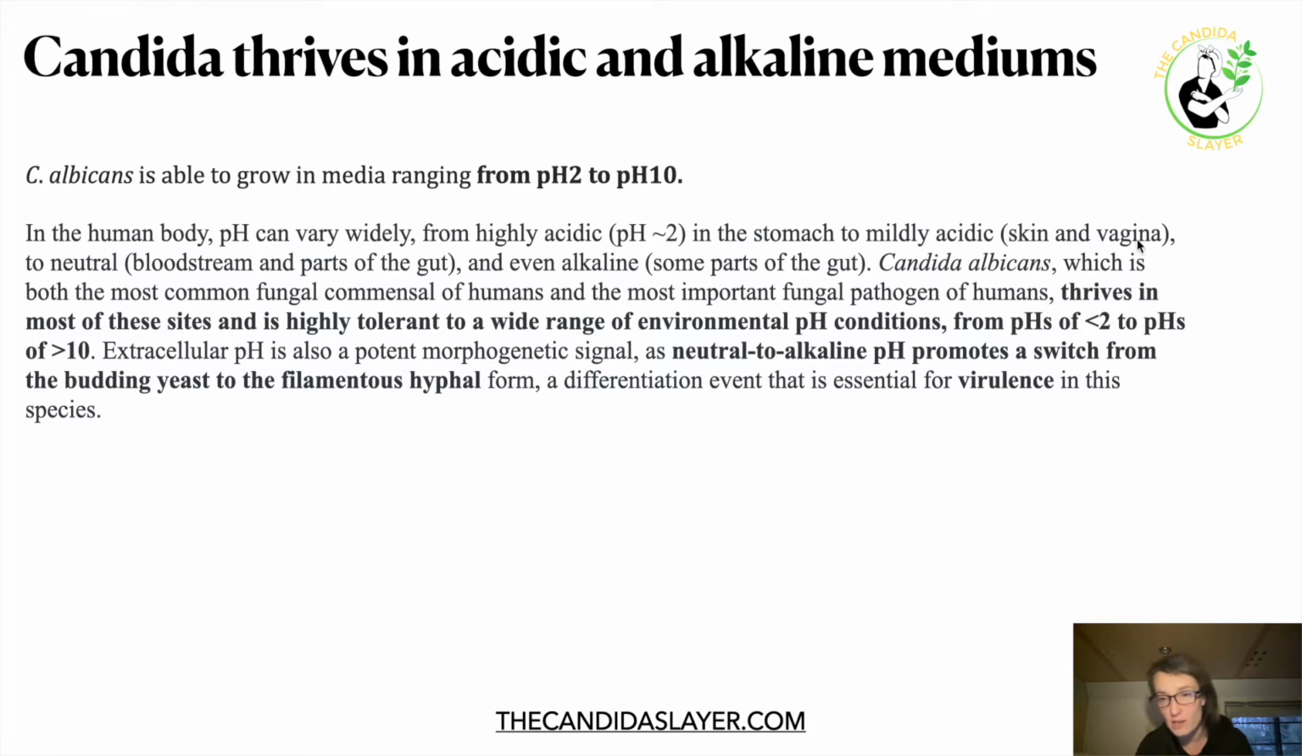The skin and vagina are also acidic. The skin has a pH of about 6.5. The vagina has a pH between 3 and 4. The bloodstream is neutral, so 7, and parts of the gut are also 7. And some parts of the gut are alkaline.